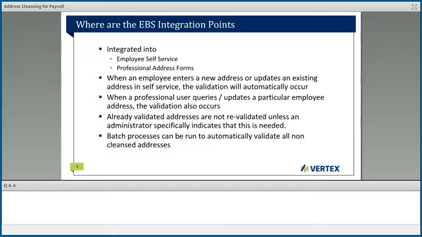So when an employee enters a new address or updates an existing address in self-service, it automatically performs a validation on the address entered and lets you know whether or not it's in line with the standards that you're trying to use. When a professional user queries or updates a particular employee address, it also validates it. And then already validated addresses aren't revalidated, and that's a huge time saver. So you don't have to worry about, hey, I just cleansed this address last week, why is it trying to do it again? There's also a batch process that can be run to cleanse all of the employee addresses in batch, and it will validate all of the addresses that haven't already been cleansed. So there's a real multifaceted approach to dealing with address cleansing within the EBS environment.